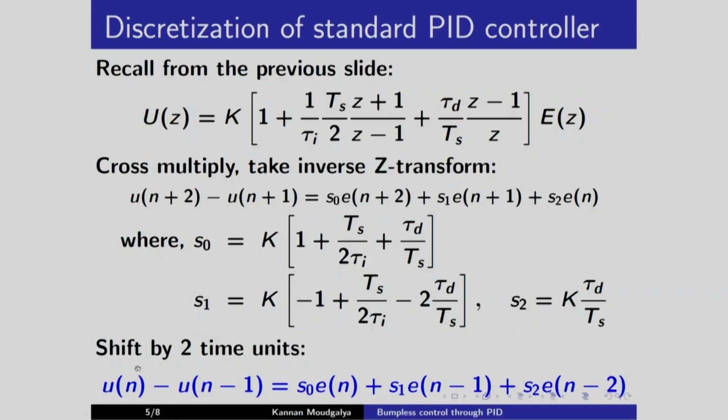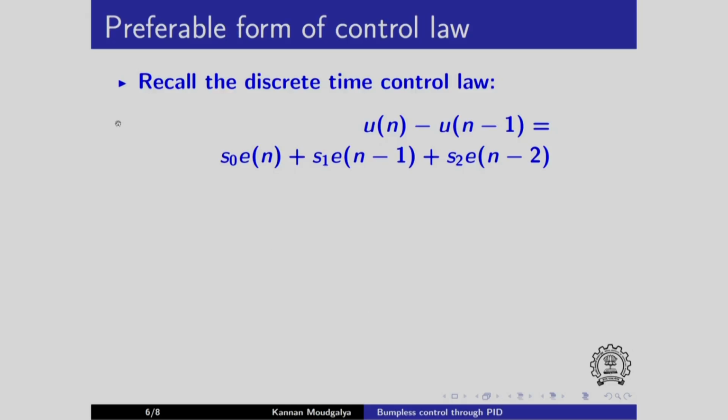On the left hand side, I have it as u n minus u n minus 1. On the right hand side, I have errors at n, n minus 1 and n minus 2. On the left hand side, you have to remember the previous value of u. On the right hand side, you have to remember the 2 previous errors given by E n minus 1 and E n minus 2. Now we will discuss the preferable form of control law.